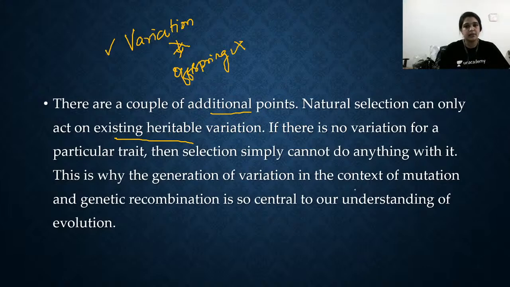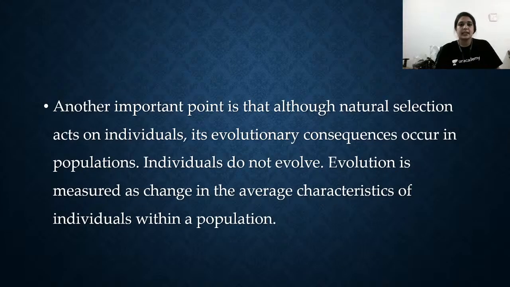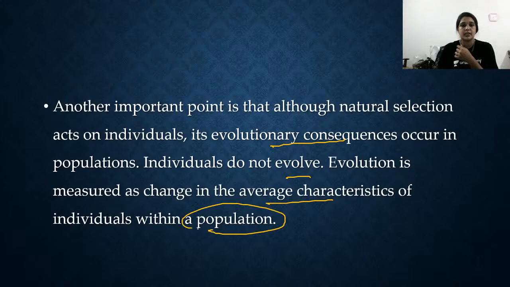This is why the generation of variation, in the context of mutation and genetic recombination, is so central to our understanding of evolution. That is why you can understand evolution only through mutation and genetic recombination. Without these two concepts, understanding of evolution is not at all possible. Another important point: natural selection acts on individuals, but look at its evolutionary consequences. Individuals do not evolve. Evolution is measured as a change in the average characteristics of a population. It's not about individuals, it's about a population.